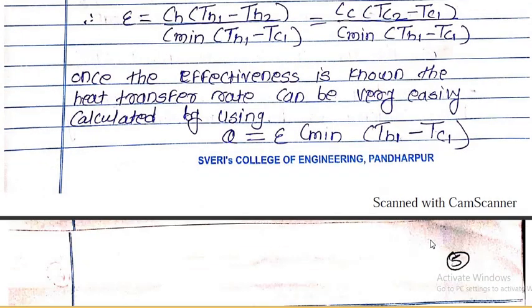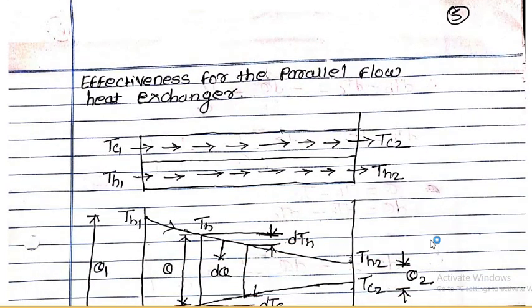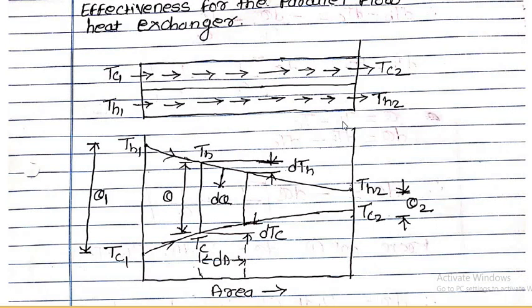Okay, so next we are going to understand the effectiveness for the parallel flow heat exchanger. This is the last point of this lecture, and this derivation is also important in the sense of our examination. So here we are going to consider the parallel flow heat exchanger arrangement. That is nothing but the two fluids, hot fluid and cold fluid, are entering from the same direction, and they are flowing in the same direction only, and then they are leaving from the other end. So if the two fluids are flowing in the same direction, then we say that heat exchanger is a parallel flow type of heat exchanger.